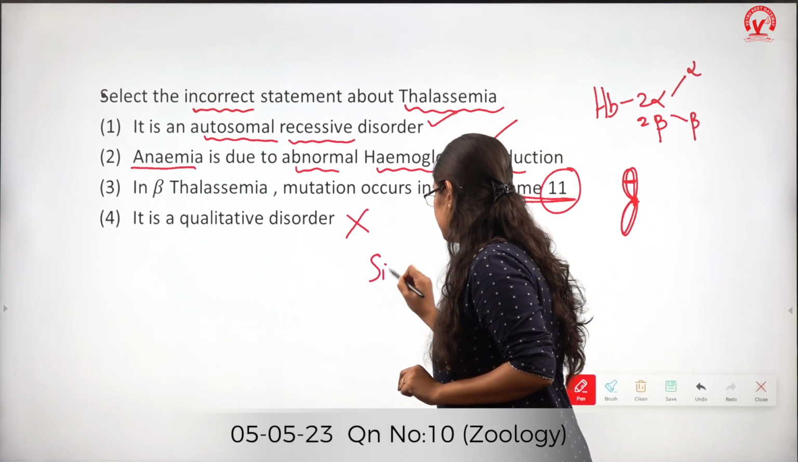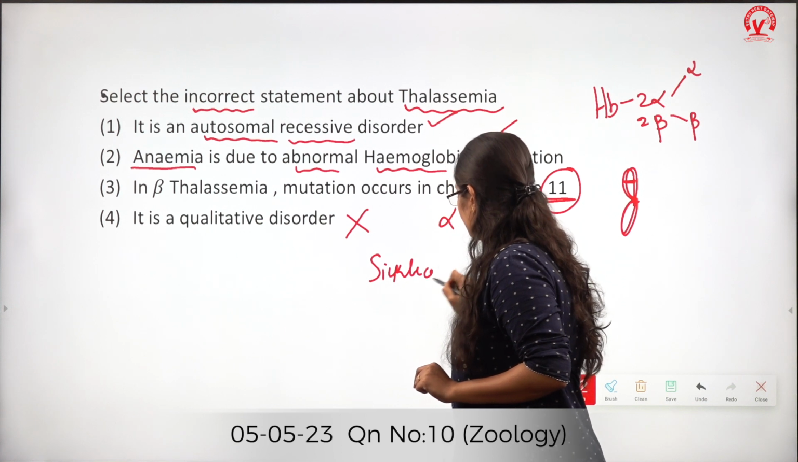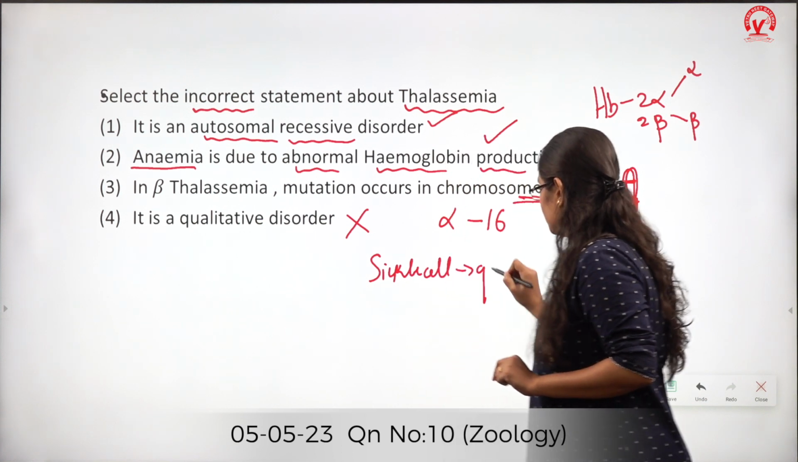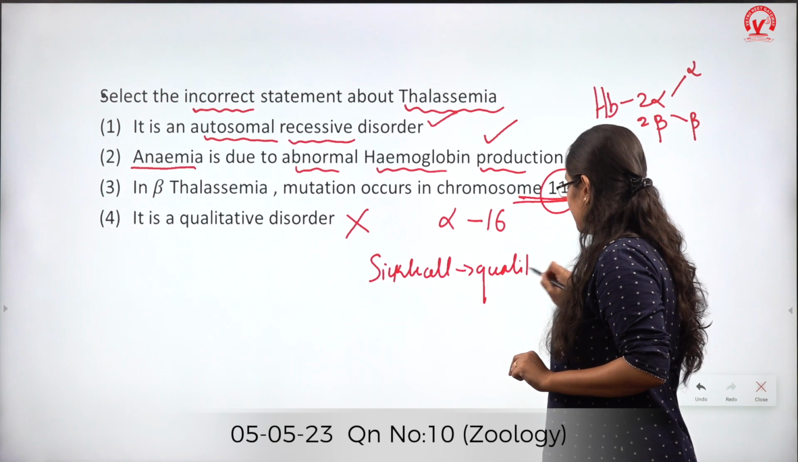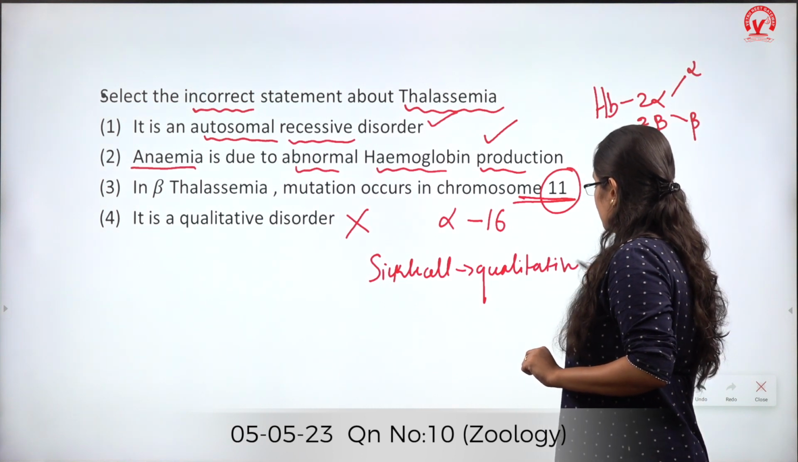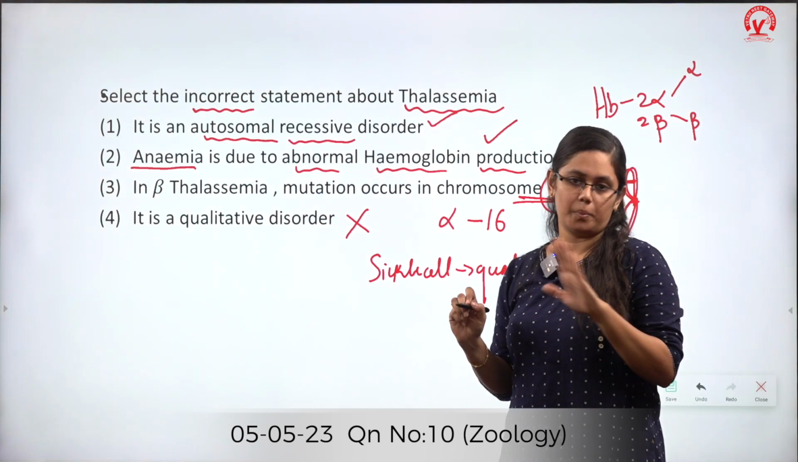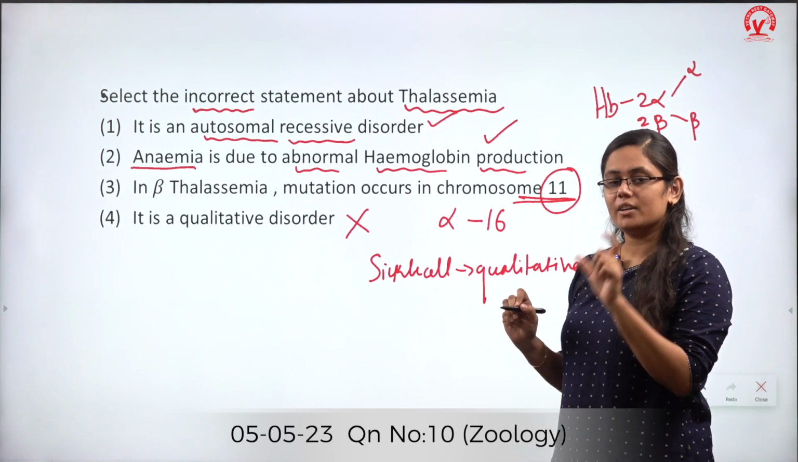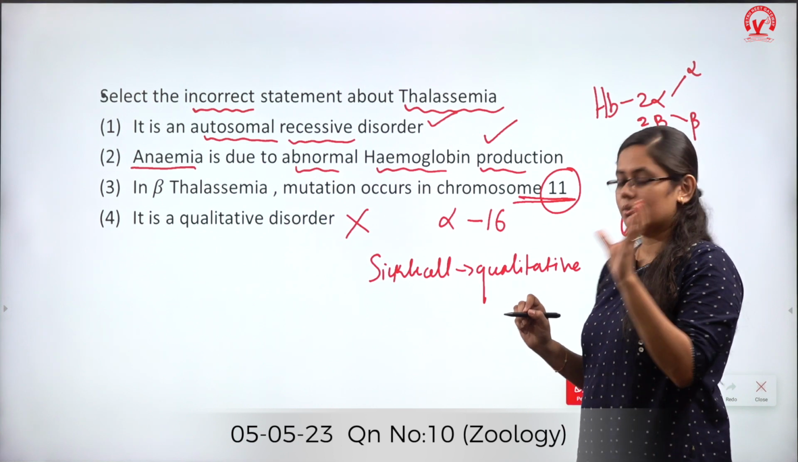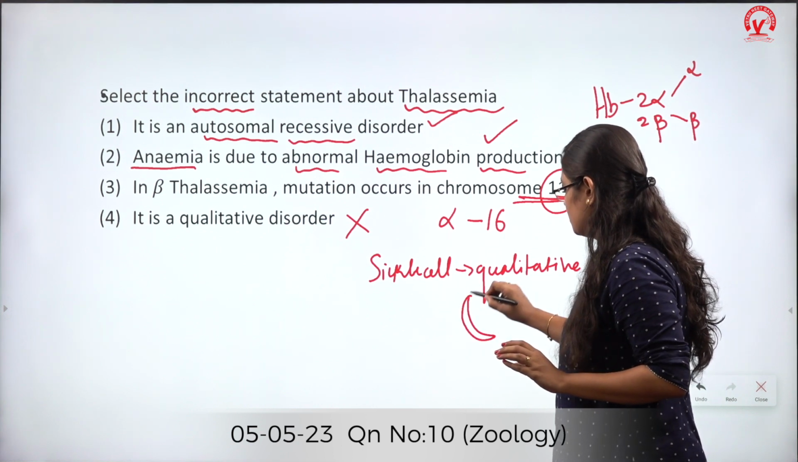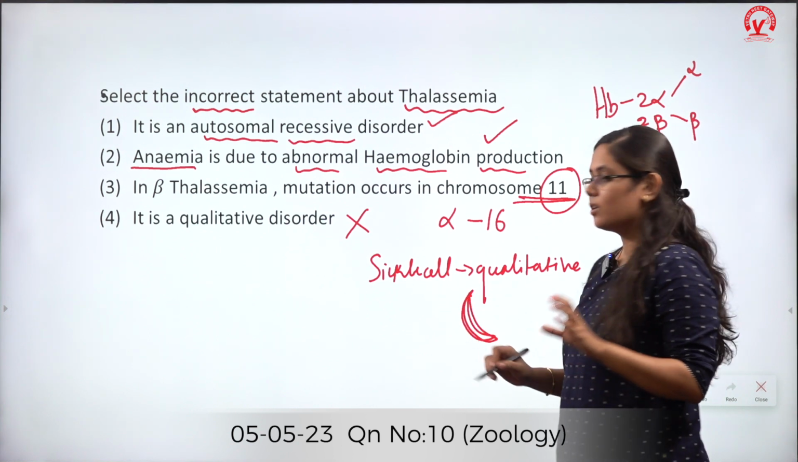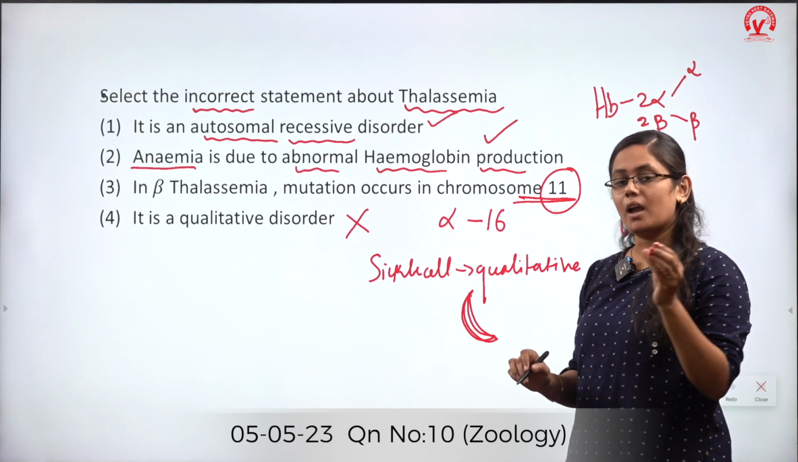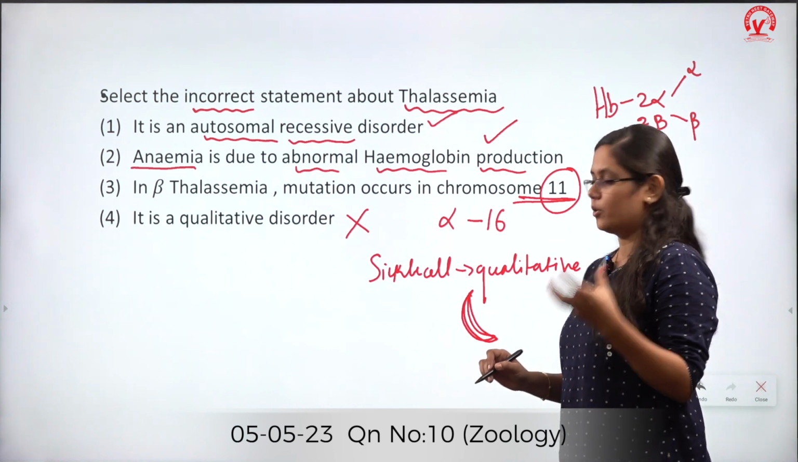So, sickle cell anemia is qualitative because in sickle cell anemia, the number of globin chains produced will not be affected. Only there will be a substitution of valine for the glutamic acid position. So, the shape of the RBC will change to sickle shape, okay. But the number of globin chains produced will not be affected, only abnormal globins will be produced, okay.